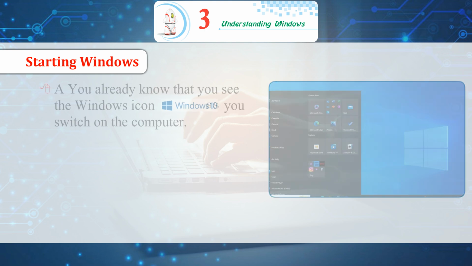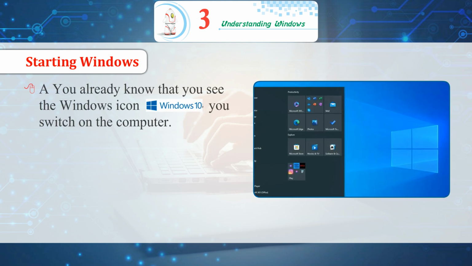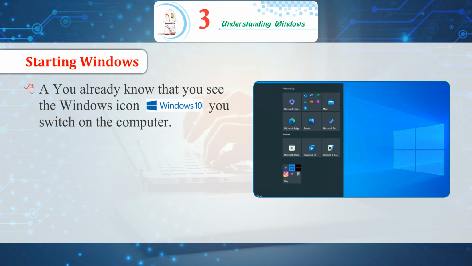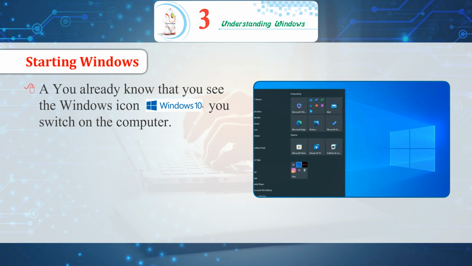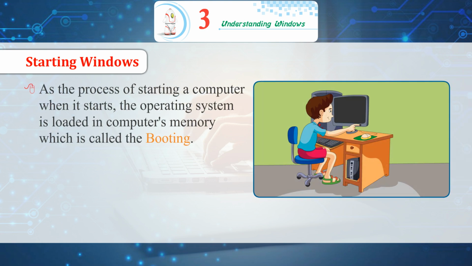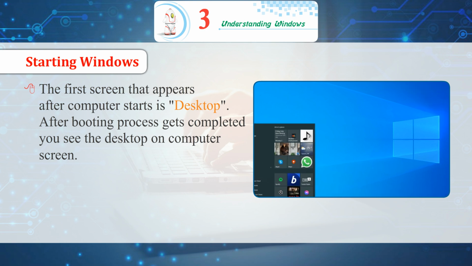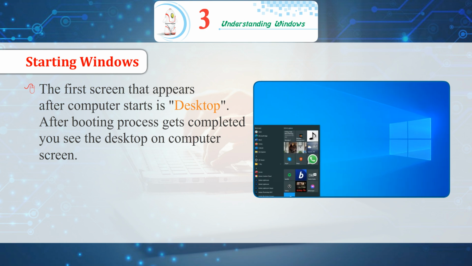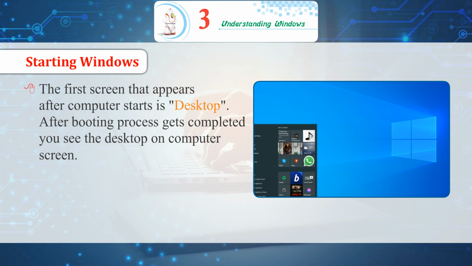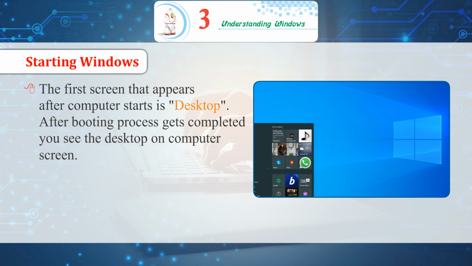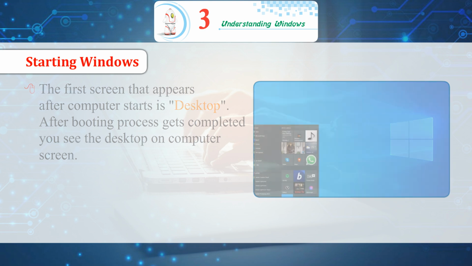Starting Windows. You already know that you see the Windows icon, Windows 10, when you switch on the computer. As the computer starts, the operating system is loaded in the computer's memory, which is called booting. The first screen that appears after the computer starts is the desktop. After the booting process gets completed, you see the desktop on the computer screen.